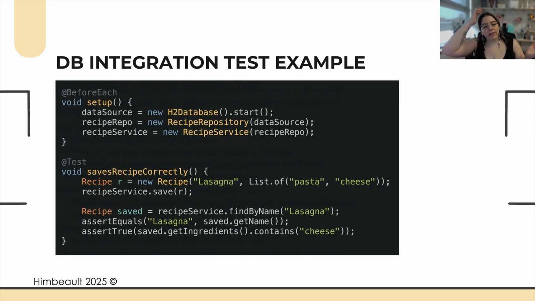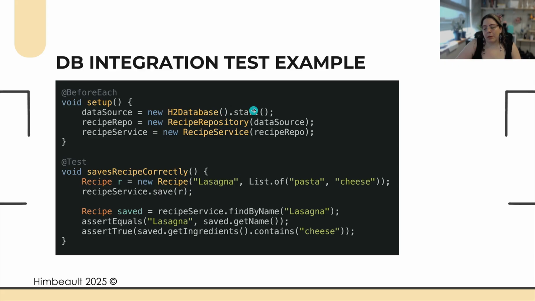So here's just an example of what you might do. We can see here that we have an H2 database and this is running before each. This before each tag means it will run before each test. So we set our data source, we set our recipe repository and our service recipe before each test. So we're always starting with a clean new database.